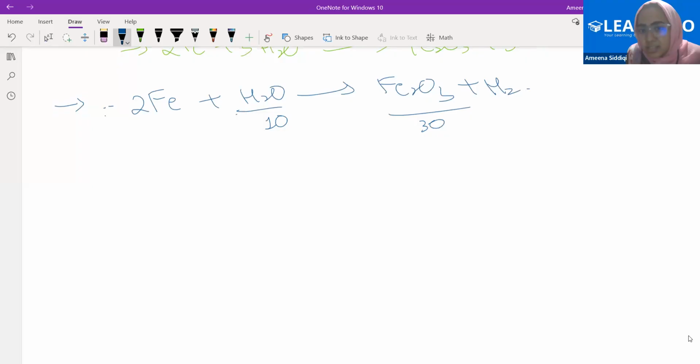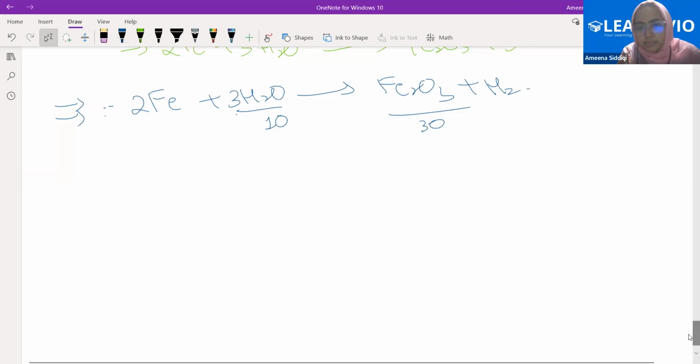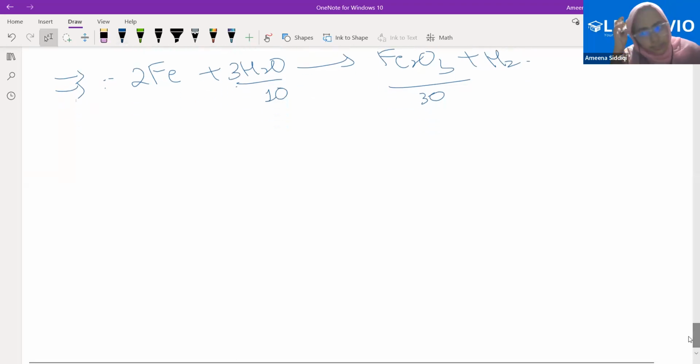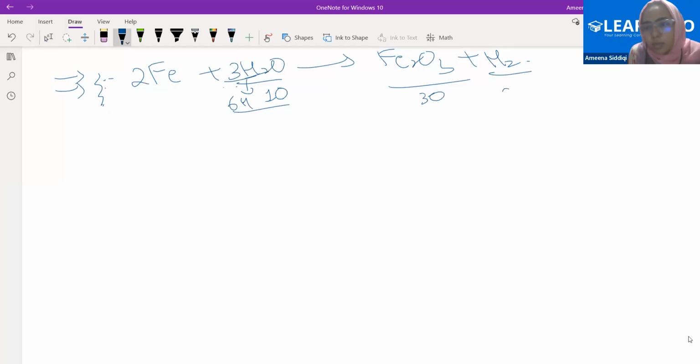Okay. In the product side, beta? 3. Balanced? No, no. So what do I do? I add 3 to the reactant side in H2O. Fine. Now see, if we have balanced this oxygen, is our iron balanced because of this balancing of the equation? Yes, ma'am. Fine. Now hydrogen. Hydrogen is not balanced. How many hydrogens here, beta? Consider this equation only. 6. Very good. How many here? 2. What do we do? Add 3.